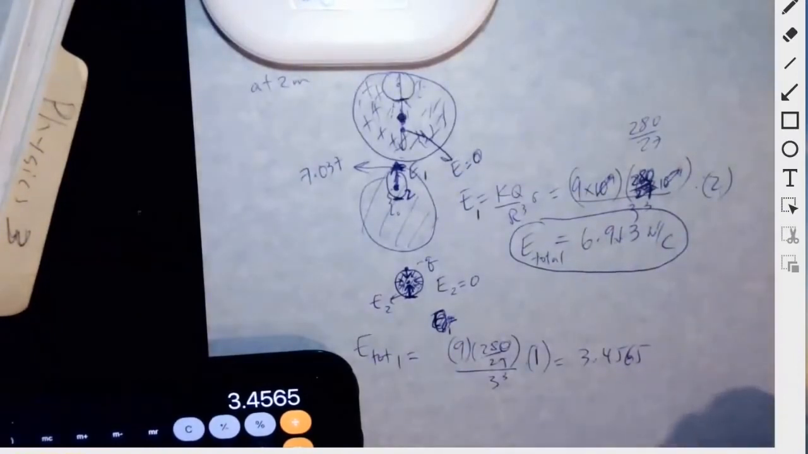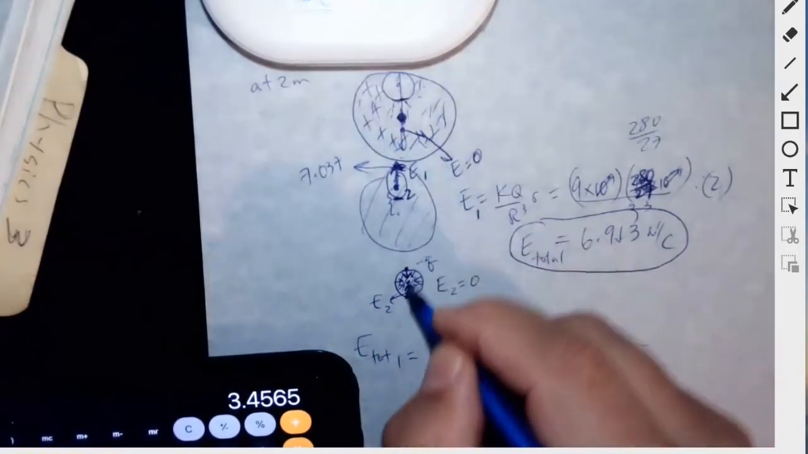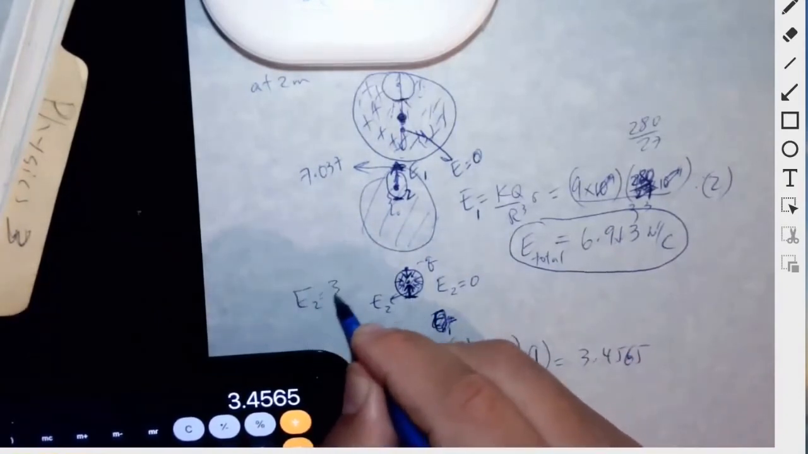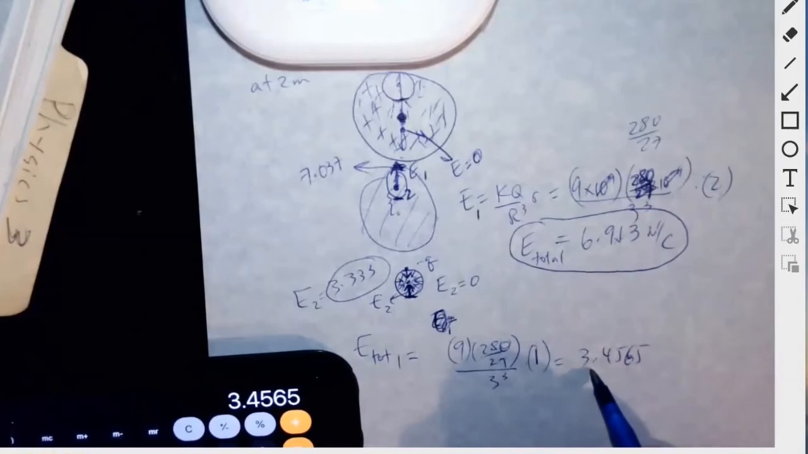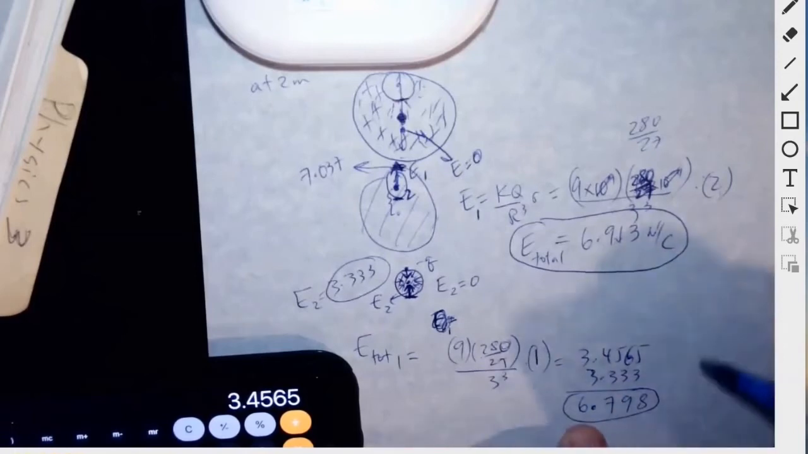There you have it. So then the E2, but the E2 is that way, you see. So E2 is 3.333. So then I add that to the electrical field created by the solid one, right? 3.333 plus 6 point, let's see here, 8, 9, 7. Oh, wow, that's crazy. 6.798.